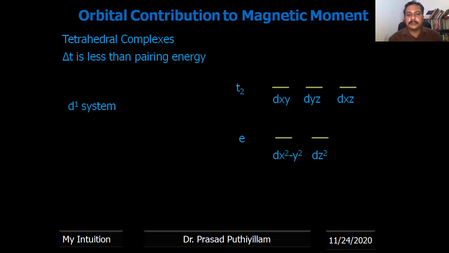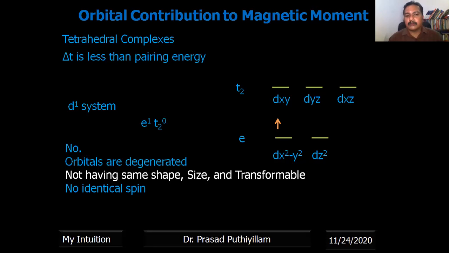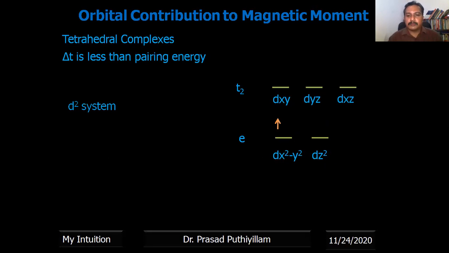Okay, so d1 system, e1 t2 0, it cannot contribute because it is in the dx2-y2, dz2 energy level. They do not have the same shape, same size, and they are not transformable. Therefore, it cannot contribute. D2 system also the same, and the electrons cannot contribute.